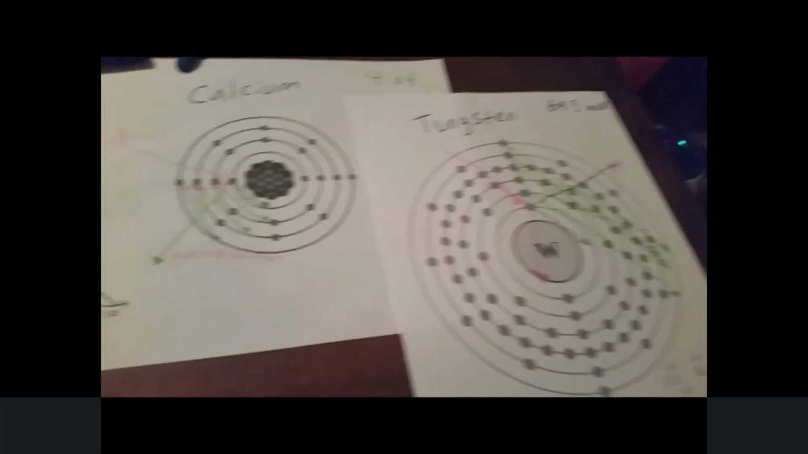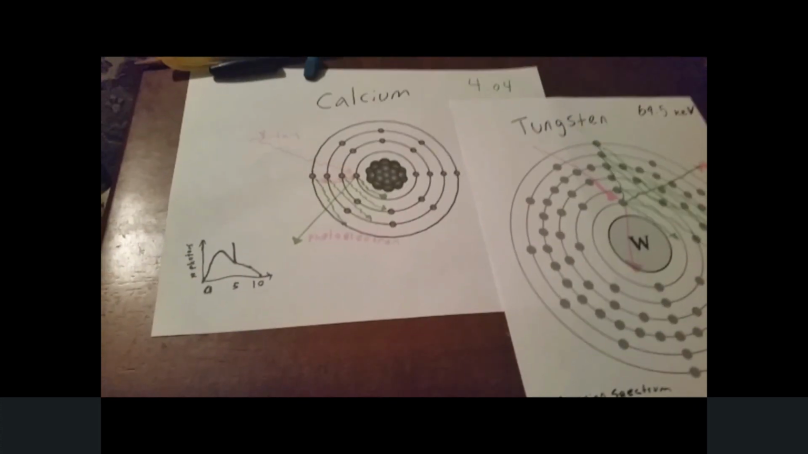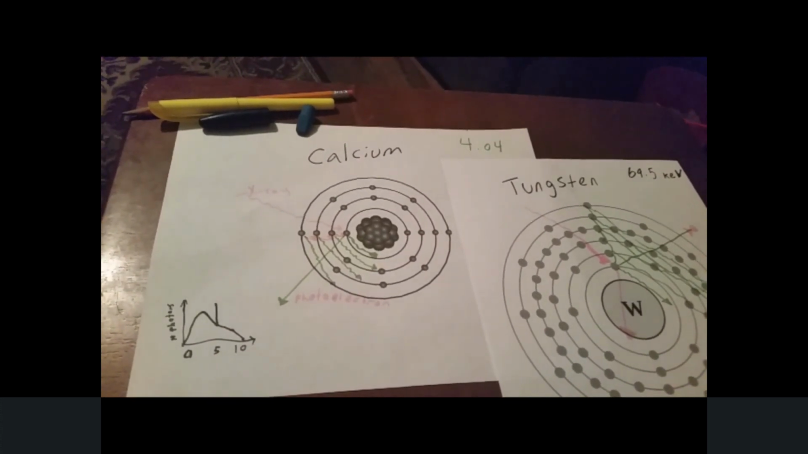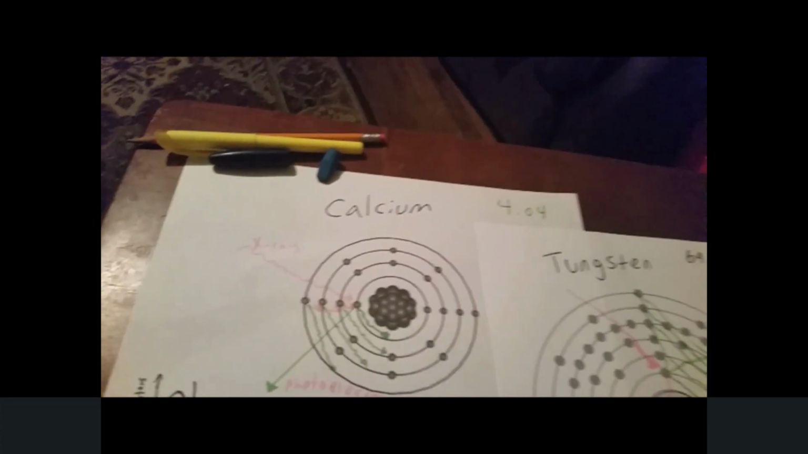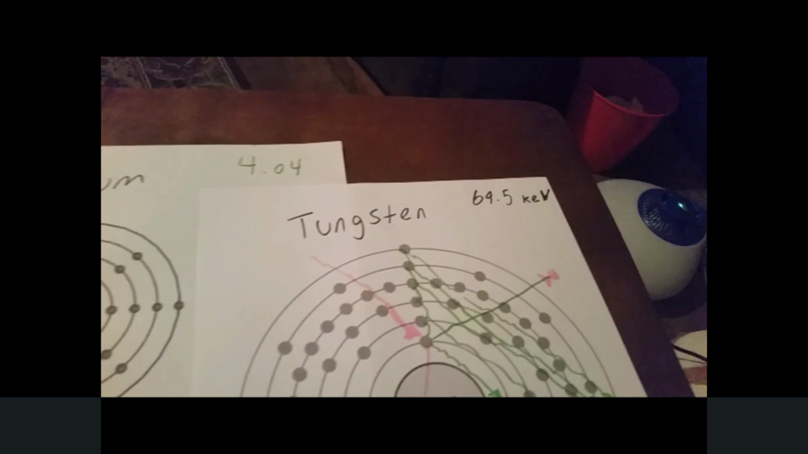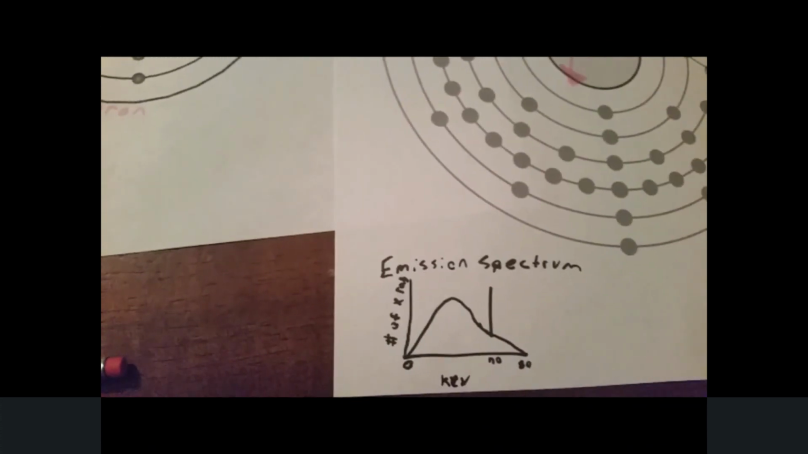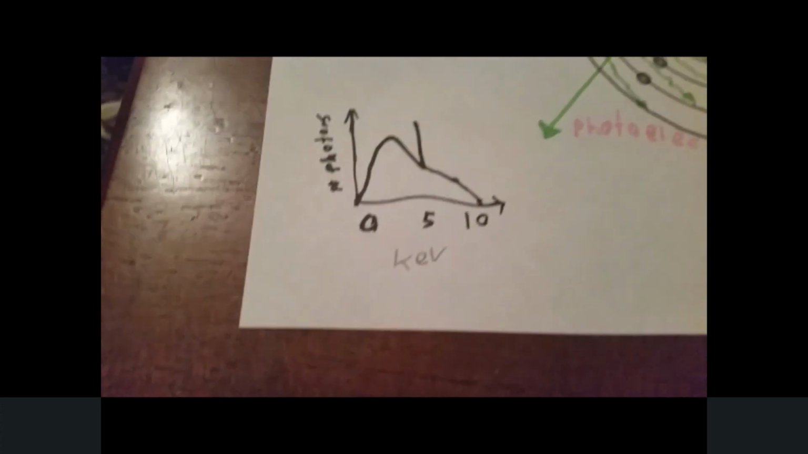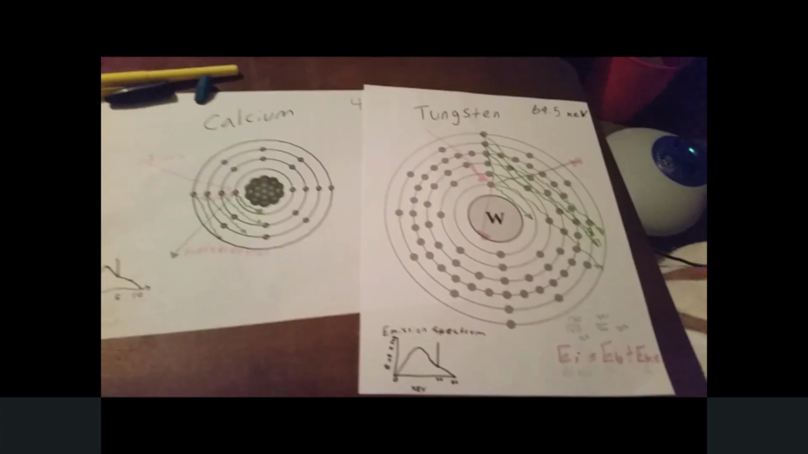Okay, sorry for the long video, guys. About ready to wrap things up here. So we have a calcium atom, which would most likely be found in bone, with a 4.04 kiloelectron volt binding energy, versus our tungsten atom right there in the tube, which would have a characteristic spike at 69, and on the calcium atom, it'd be right around 4. But yeah, that about wraps things up.